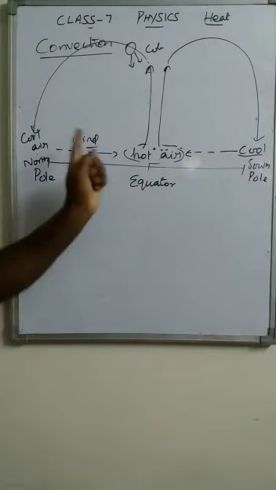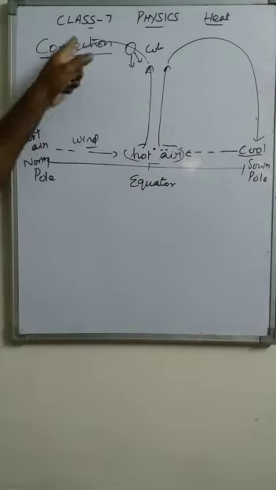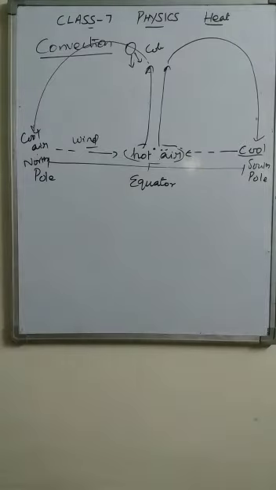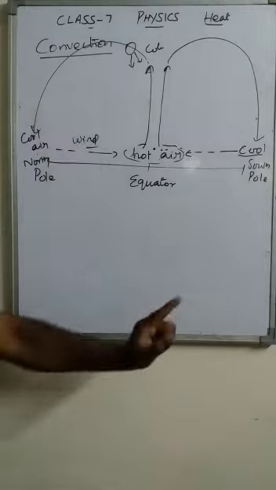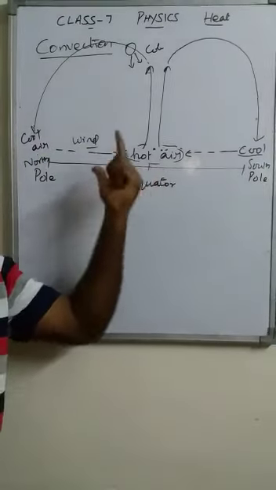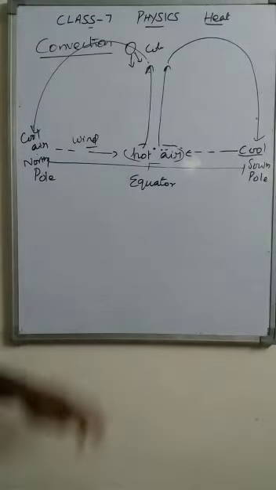So we can say the wind is produced due to the process of convection. And we can say the wind is also produced due to uneven heating of the earth's surface. This is how wind is produced.